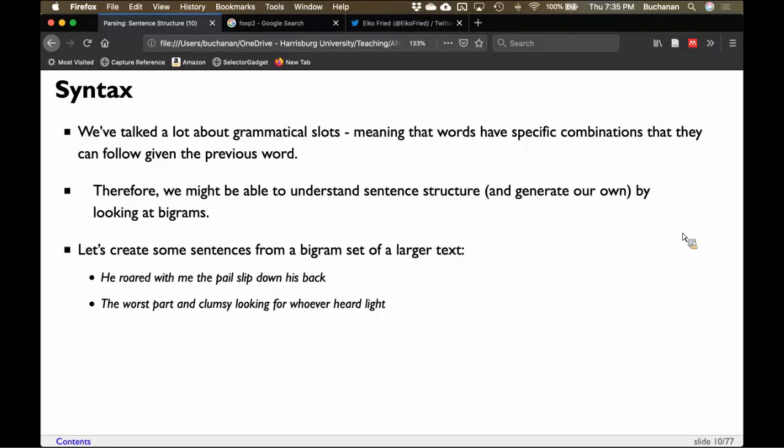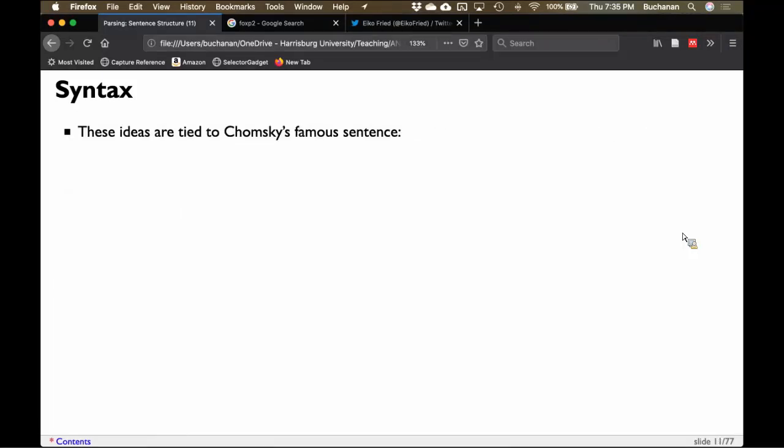The worst part, and clumsy looking for whoever heard light. Now, some of these are actually grammatically okay. They're not the best, but they're okay. But they don't make any sense. Okay?